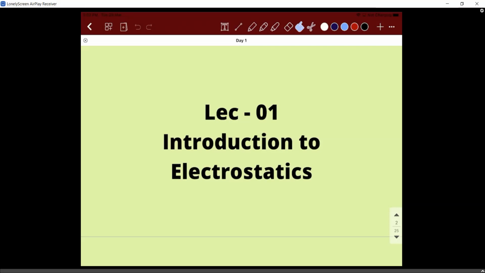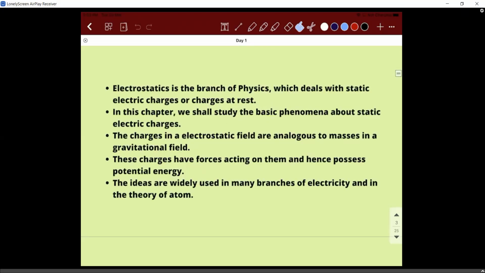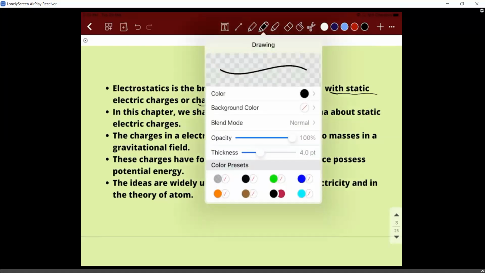So if I have to put a question like this, what would be the counterpart of electrostatics? Can you give a name to it? Electrodynamics. That's what your current electricity is all about. Anyways, in this chapter, we are going to discuss only the charges which are at rest and the way they create a field around themselves so that they can exert a force on the neighboring charges. I hope I'm clear with that point, right? So this is the branch of physics which deals with static charges or charges which are at rest.